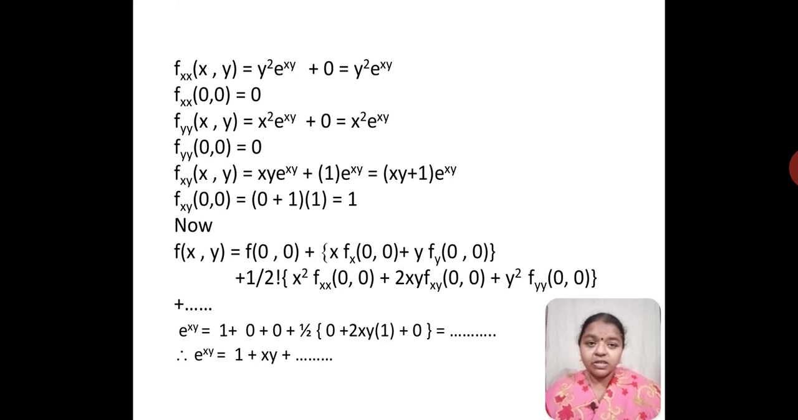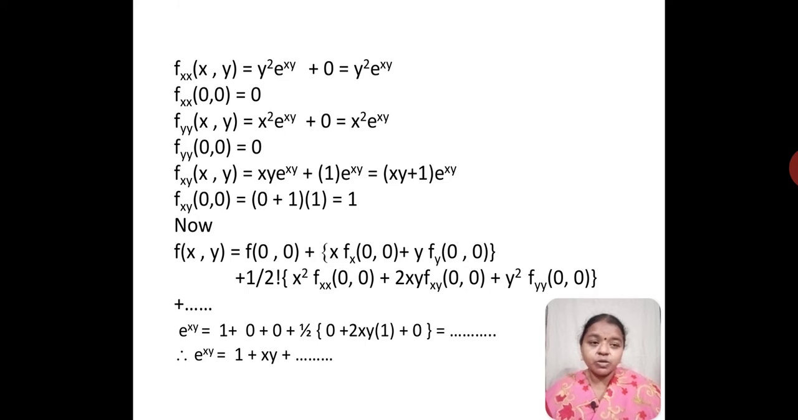So, f of x comma y is equal to f of 0 comma 0 plus x fx of 0 comma 0 plus y fy of 0 comma 0 plus 1 by 2 factorial into x square f double x of 0 comma 0 plus 2xy fxy of 0 comma 0 plus y square f double y of 0 comma 0. This is our Maclaurin series.